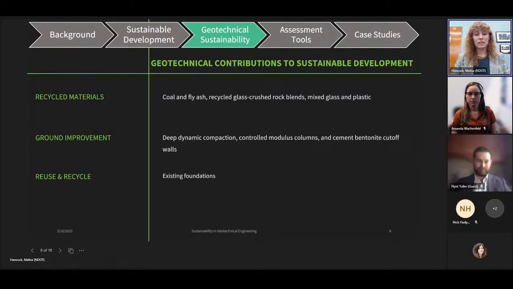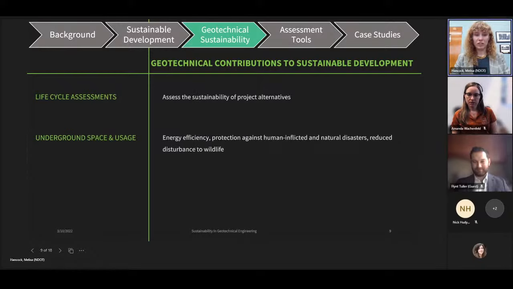Also, some things to consider: removing an old foundation could cost about 4 times as much as reconstructing an existing pile foundation. And that's not taking into account any of the potential damage that could be caused from demolition to nearby buildings and backfills. And then I've already talked about life cycle assessments, but these can be used to assess the sustainability of project alternatives. And then finally, underground space and usage. This is becoming more popular in recent years. Many countries have already implemented this into their developments, like Hong Kong, Japan, and Singapore. Projects like this include underground hydropower houses, telecommunication centers, storage, and wastewater treatment plants, which have all been done underground successfully.